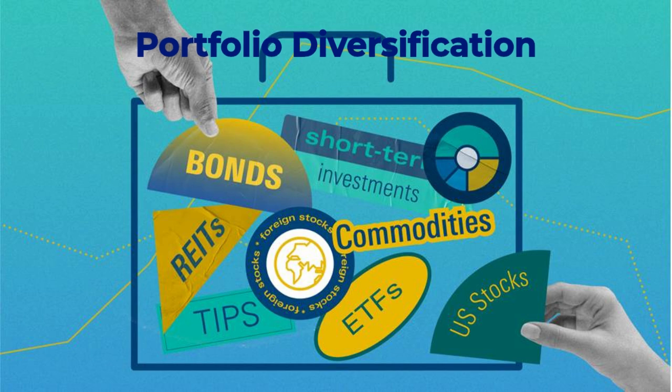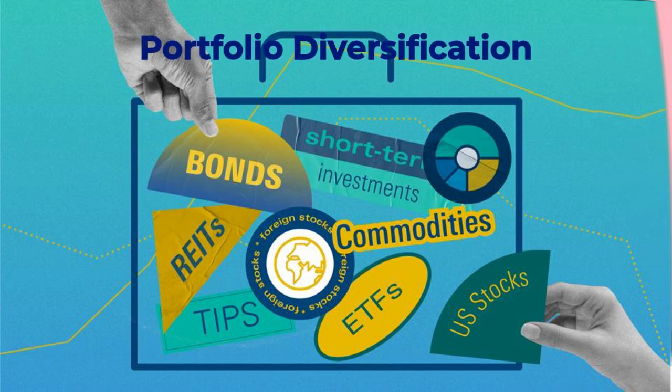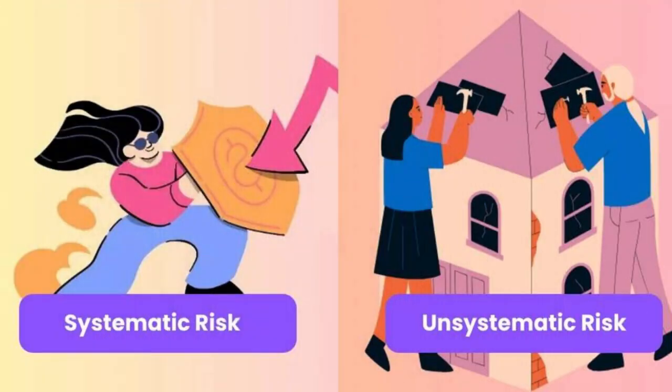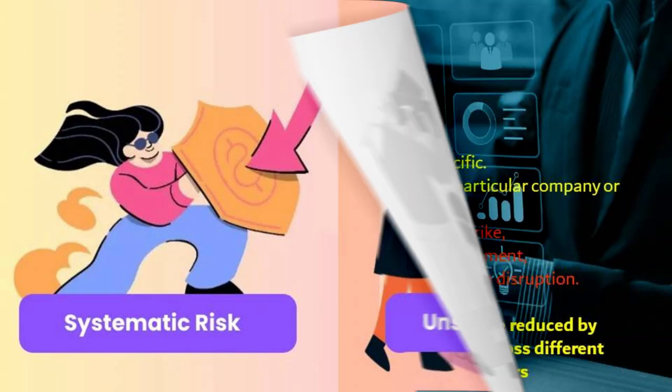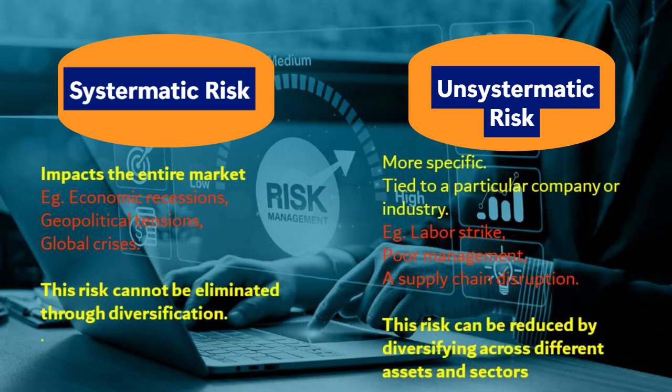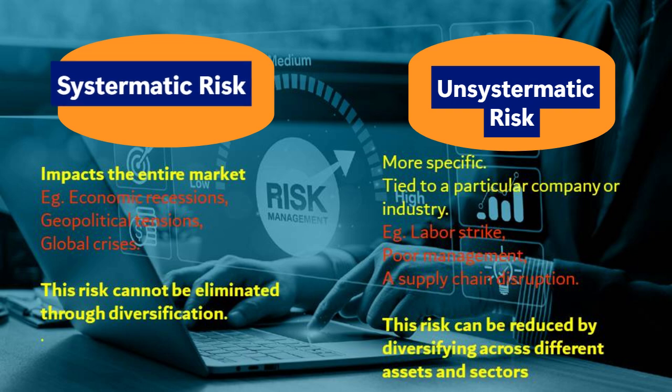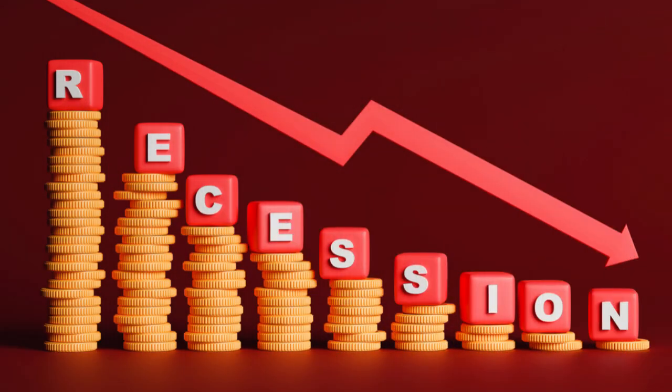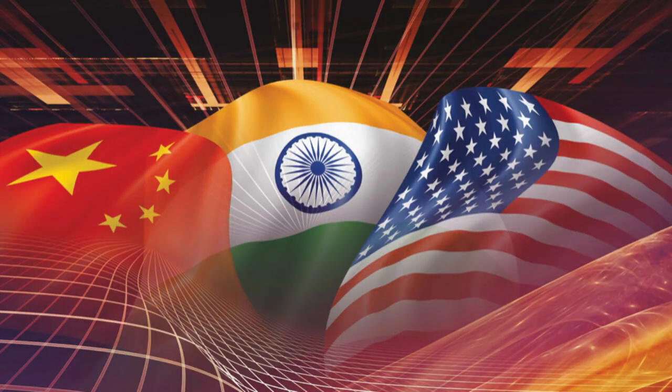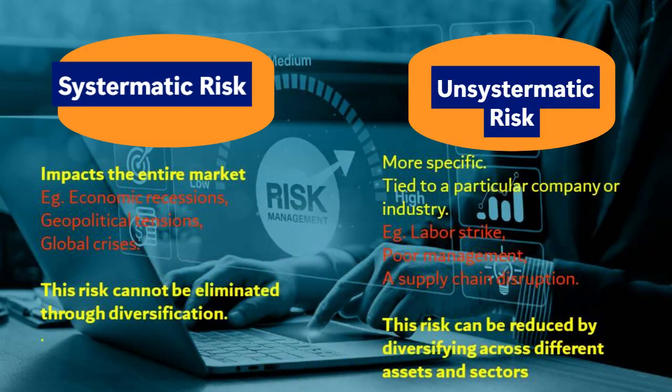Investors usually face two types of risk: systematic and unsystematic risk. Systematic risk, also called market risk, is the broader kind of risk that impacts entire markets. Things like economic recessions, geopolitical tensions, or global crises. The key point is this risk cannot be eliminated through diversification.